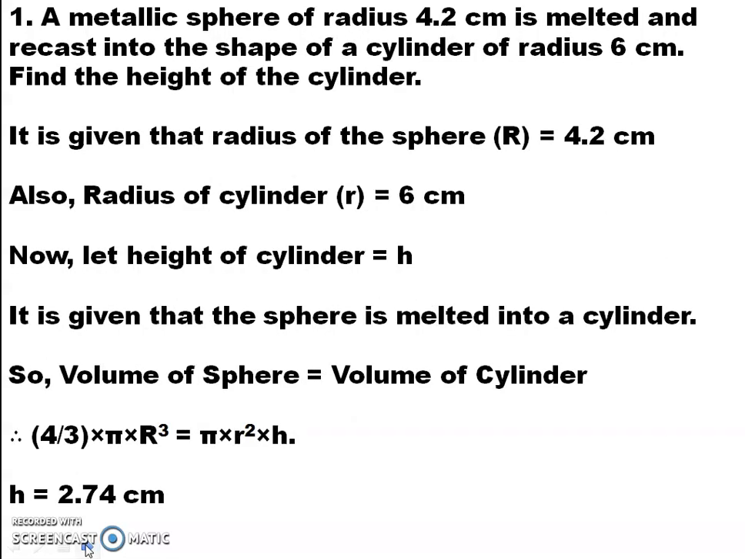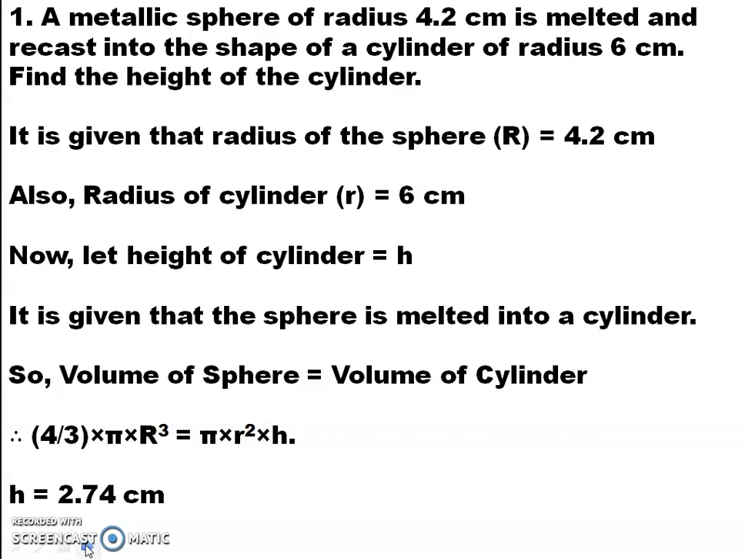First question. A metallic sphere of radius 4.2 cm is melted and recast into the shape of a cylinder of radius 6 cm. Find the height of the cylinder. Students, in this question you are talking about two solid shapes. The first solid shape is a sphere and the second solid shape is a cylinder. So you should know the volume formula for a sphere and a cylinder. Let us see the steps.